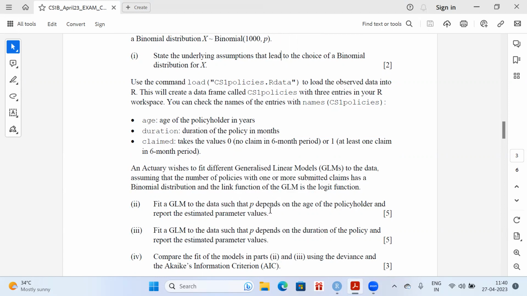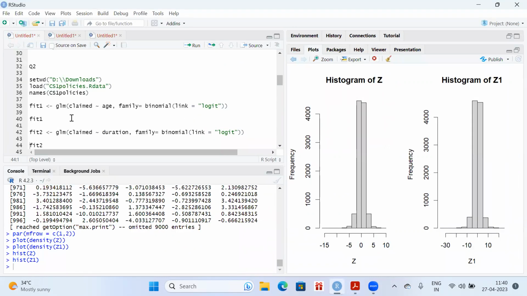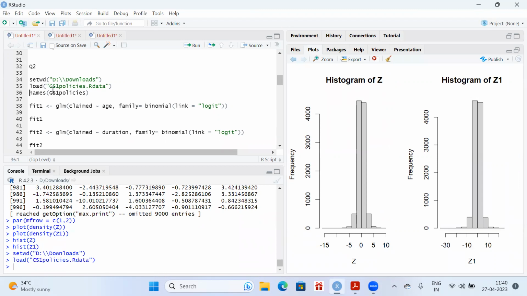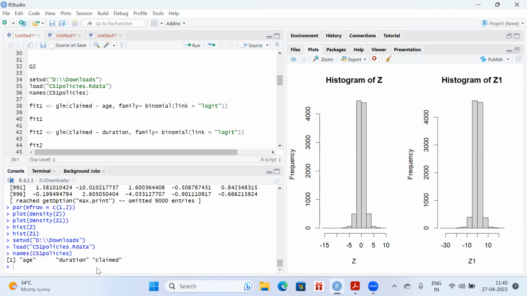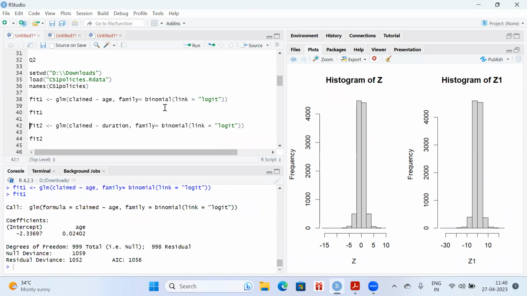Fit a GLM that says the probability depends on the age of the policyholder and report the estimated parameter values. So for fit one, I load the data. If I have age, duration, and claim, then glm of claim tilde age, family equals binomial, link equals logit, and this is my fit one.